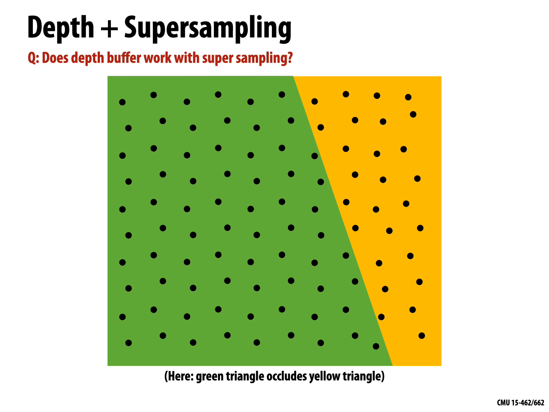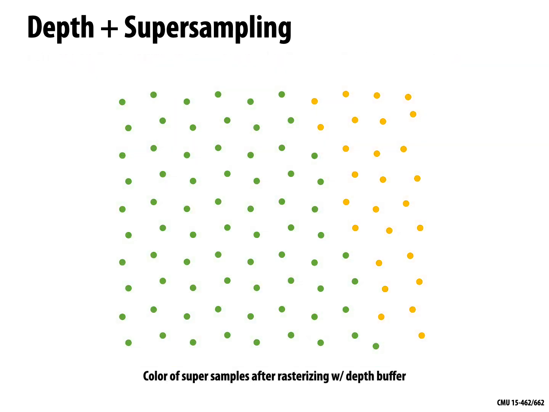Well, the key idea here is, yeah, this will work fine. It'll work fine to do depth buffering with supersampling as long as we have one depth sample per sample in our supersample buffer. Again, if we're doing things on a sample by sample basis, then we should have one depth sample for every color sample. So in this example, we have, for instance, a green triangle occluding a yellow triangle. If we run our depth buffering algorithm on all these samples, which are the samples of our supersample buffer, we get something like this. Now we just have ordinary colors.